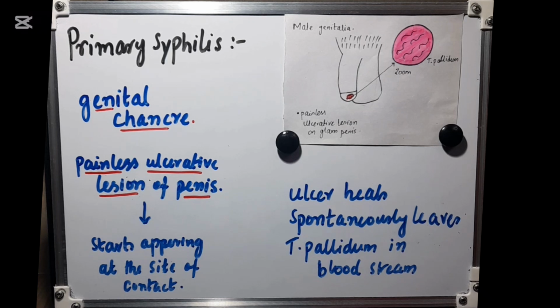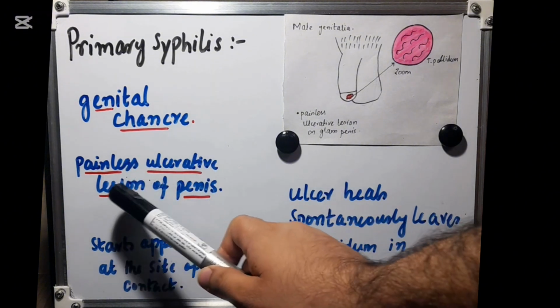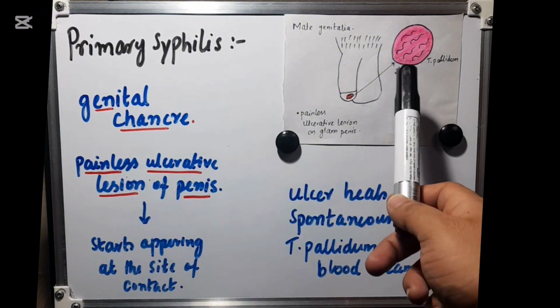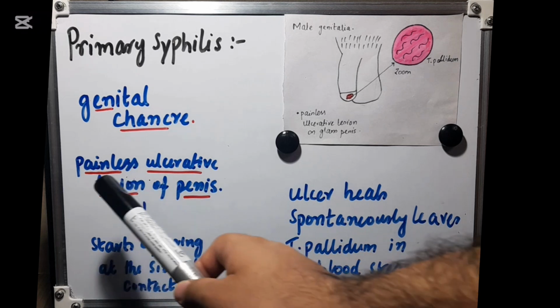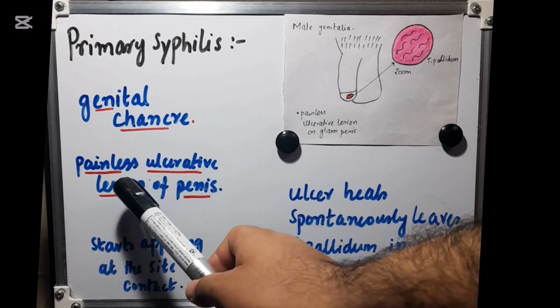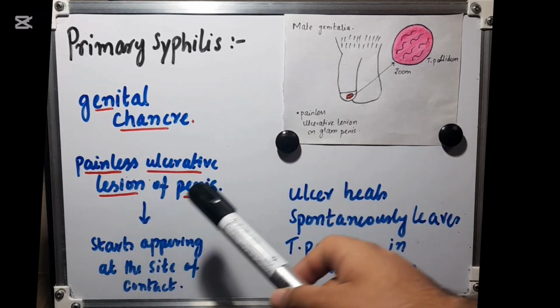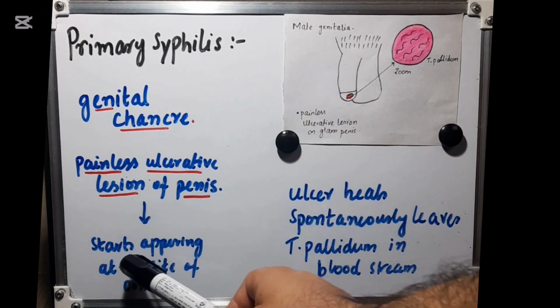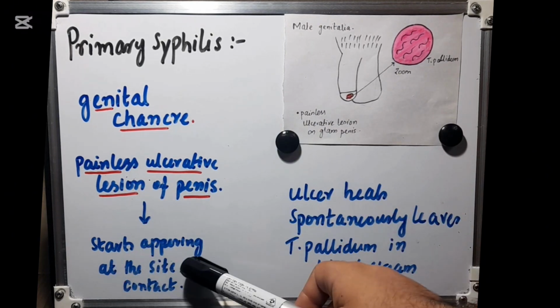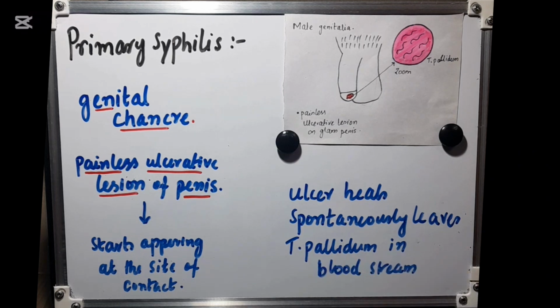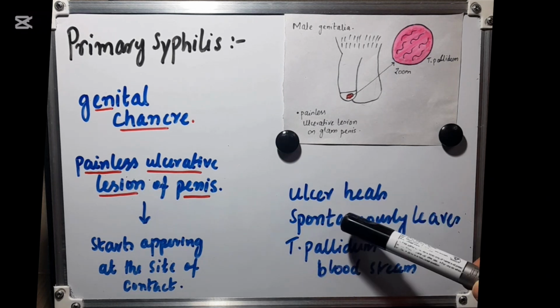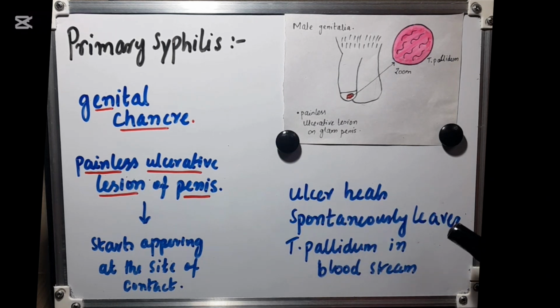In primary syphilis, one of the most important clinical signs is the appearance of painless ulcerative lesions on the genitalia, such as here in this image of the penis. The painless ulcerative lesion of the penis is known as a genital chancre. This painless ulcerative lesion starts appearing at the site of contact of the T. pallidum. This painless ulcer heals spontaneously without treatment and leaves the Treponema pallidum in the bloodstream.